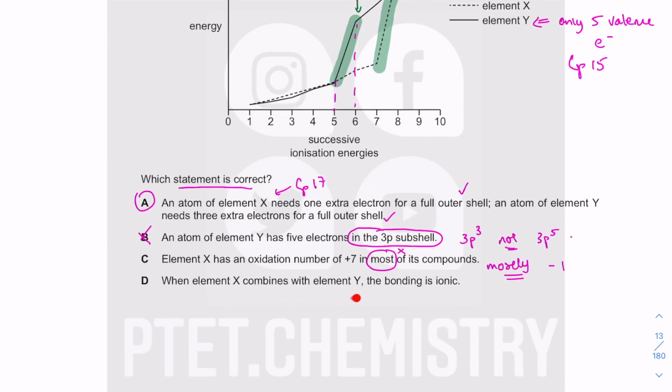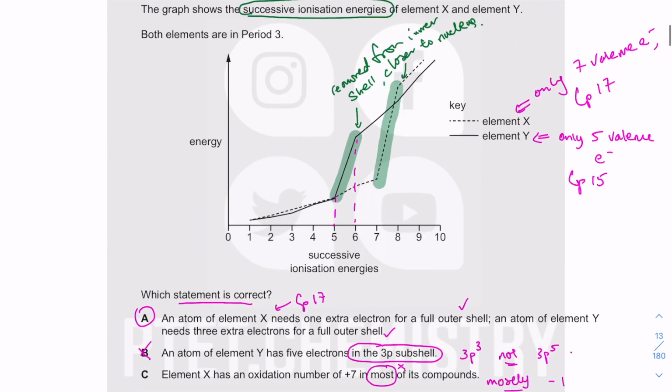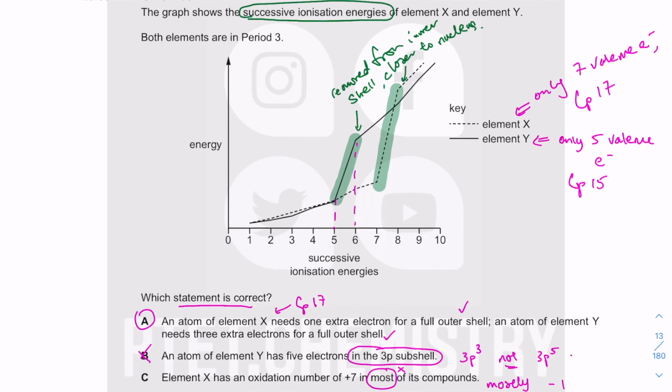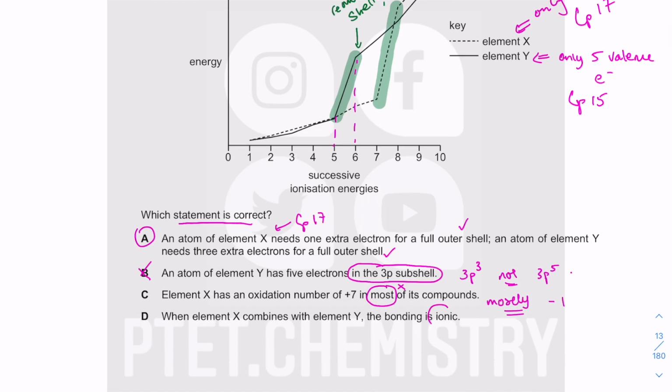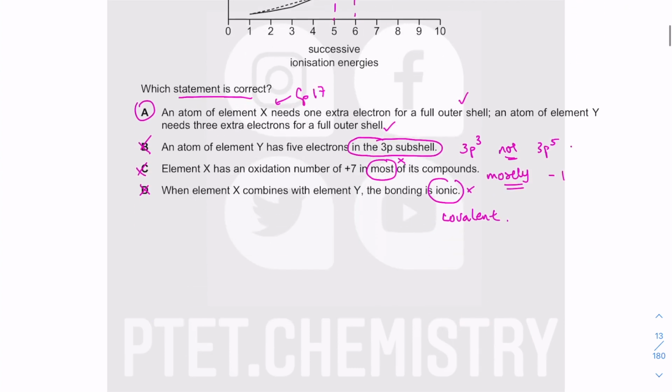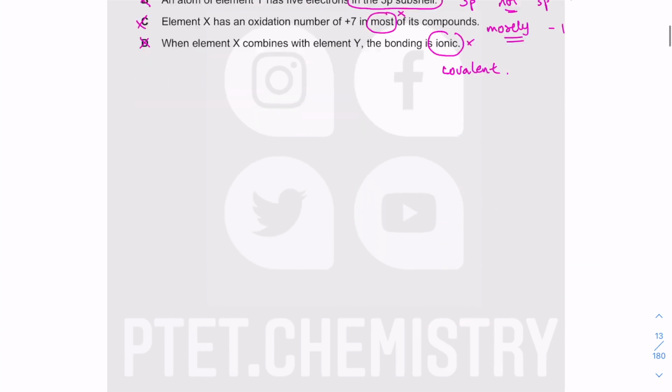When element X combined with element Y, the bonding is ionic. You're trying to combine a group 15 and a group 17 element, which are both non-metallic, further to the right of the periodic table. They are unlikely to be ionic. They are more likely to be covalent, where they are better off sharing electrons rather than transferring electrons from one atom to the other, which would cost you a lot more energy.